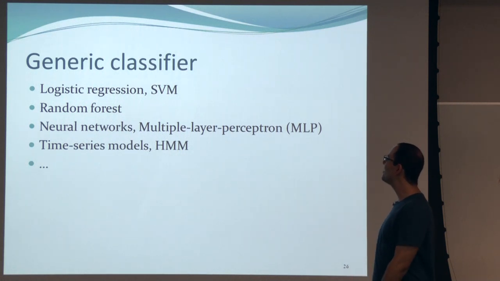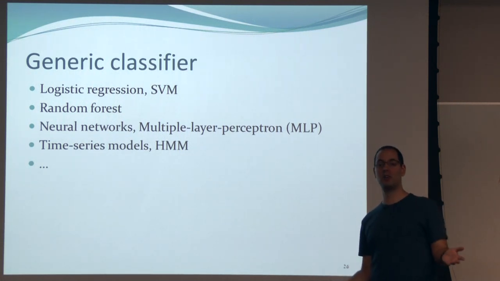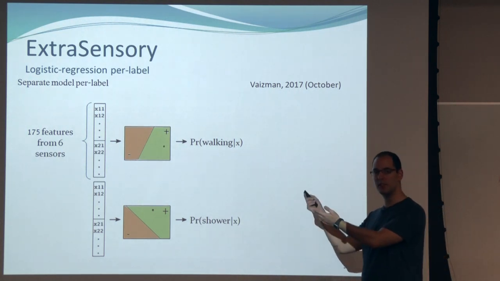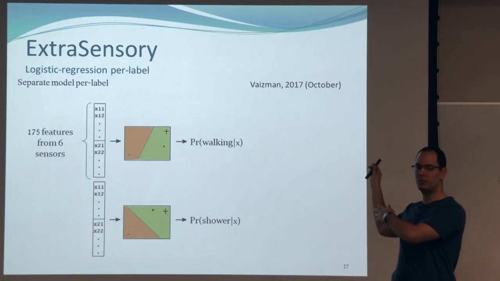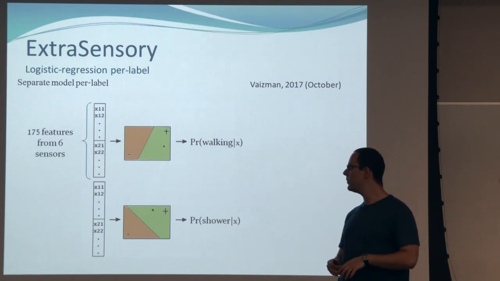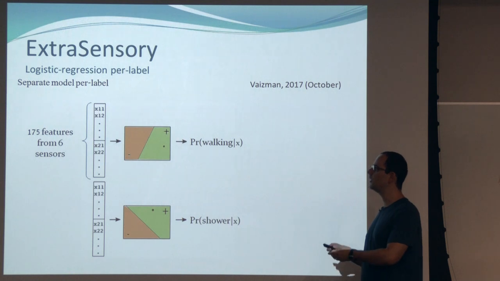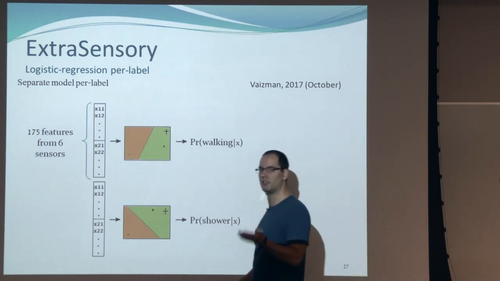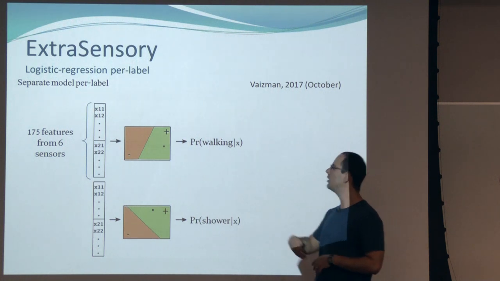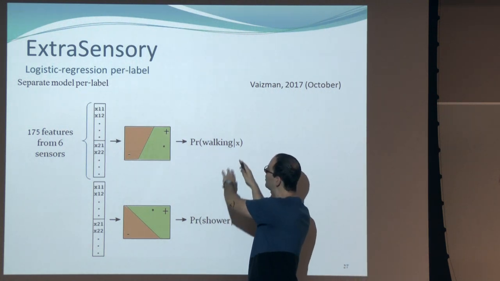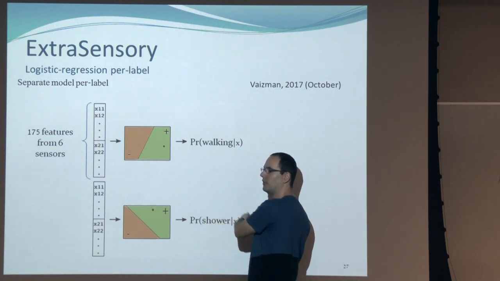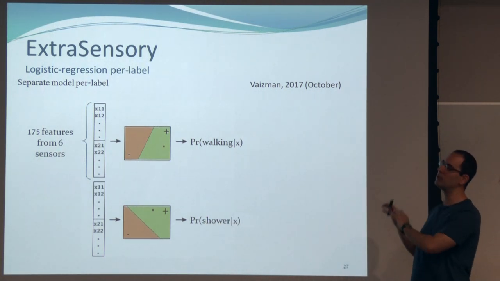Okay. So other studies use more generic models for classification that you can train with any kind of label that you want. And specifically in our study in ExtraSensory, in the first paper, which should be available publicly this month, we started with presenting a very simple baseline based on linear classification, particularly logistic regression. We extracted features, as I mentioned before, from 6 different sensors, a total of 175 features, and then we fed these features into a logistic regression classifier that outputs a decision and also a probability estimate, like the probability that you're walking given the measurements, or the probability that you're in a shower given the measurements. So in this baseline, we had a separate model for each label.